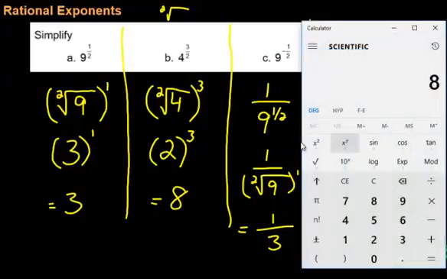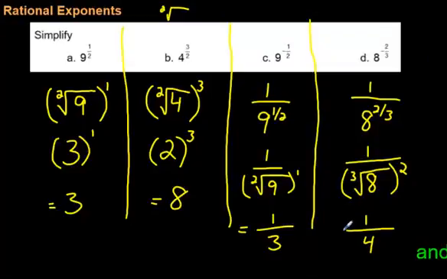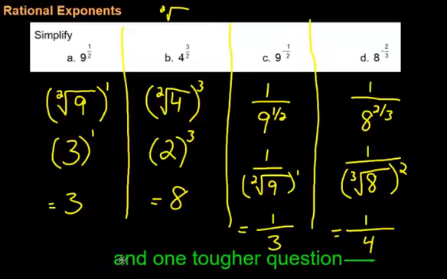Should we verify this on the calculator? 8 to the power of 2 divided by 3. I think it was a negative. There we go. Equals 0.25. Sure enough, 0.25 and a quarter are the same thing. You knew that. Okay, let's turn the page, because I think it says, and one tougher question.